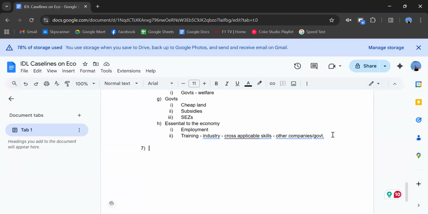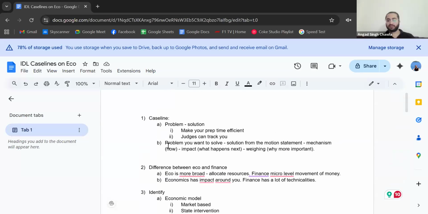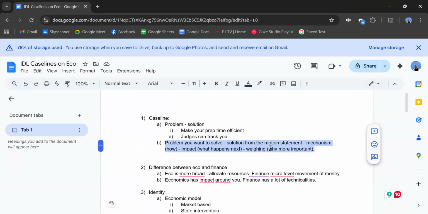So do you have any tips basically for formatting a case into a speech? Like how do I prepare, think it through, and then format it? The easiest way to do this is to follow this structure, like I said. First start with the problem statement. As a first speaker, you should first start with the problem statement, then give the solution, then do the mechanisms and impacts. So follow this blueprint in a way.